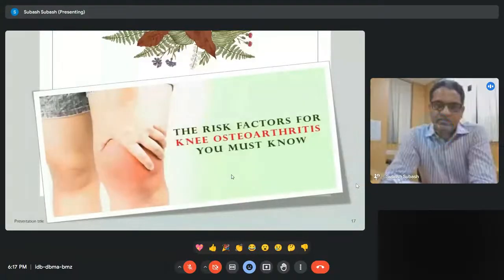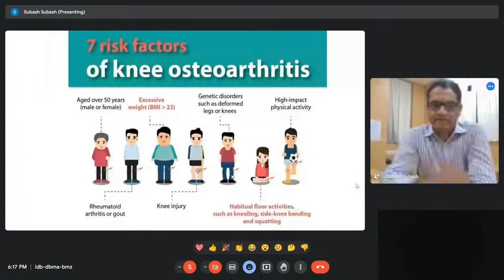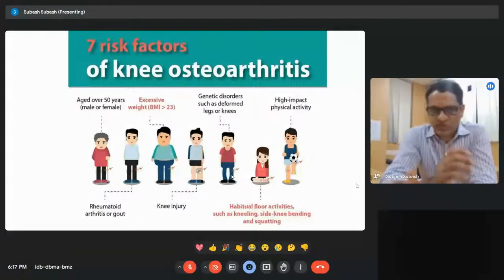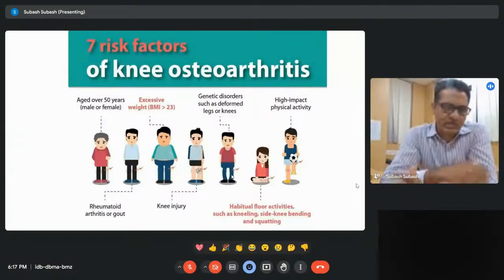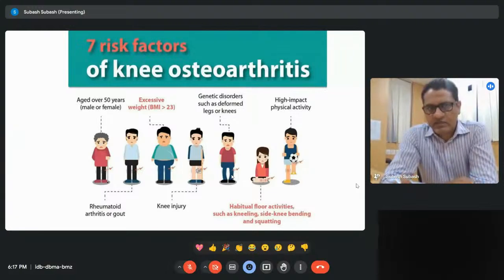What are the risk factors for knee osteoarthritis? As I said, we are talking predominantly of osteoarthritis. We're not talking about the other forms of arthritis, such as rheumatoid, inflammatory, and psoriatic arthritis, etc. Risk factors for osteoarthritis: inactivity is a risk factor.